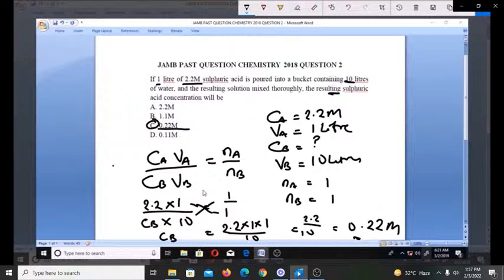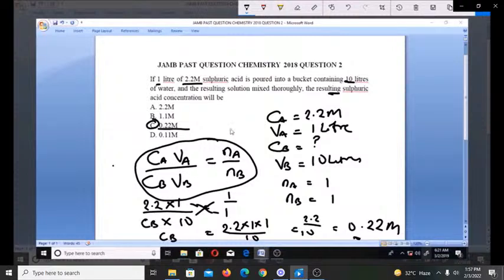So the most important thing that you need to go away with in this solution is that once you have something that involves mixing sulfuric acid being poured into water, checking the concentration, you need to use this formula. This is the general formula for calculation. So all this will be given to you.